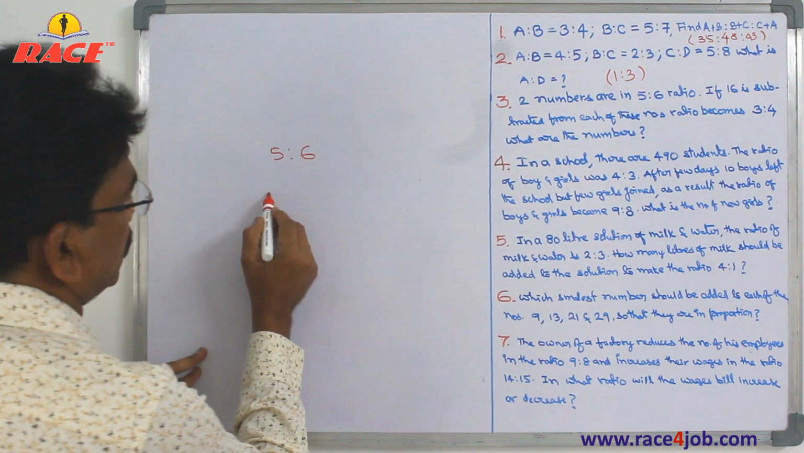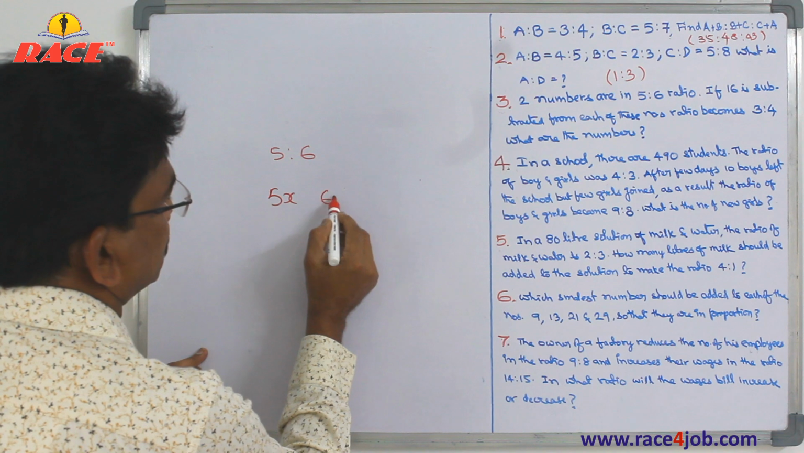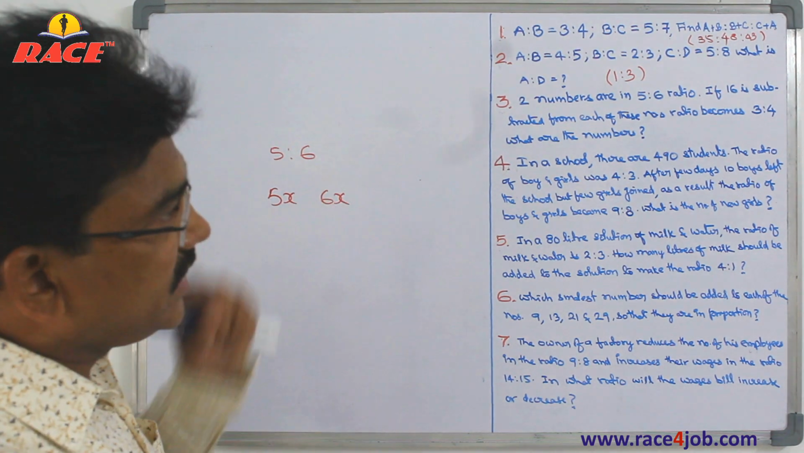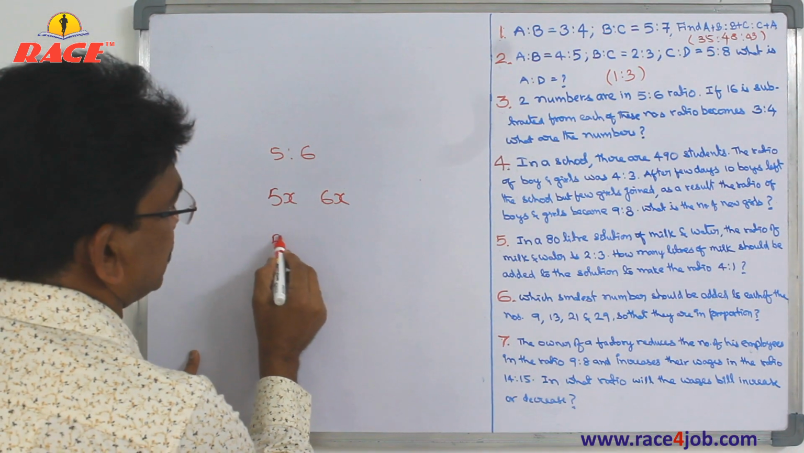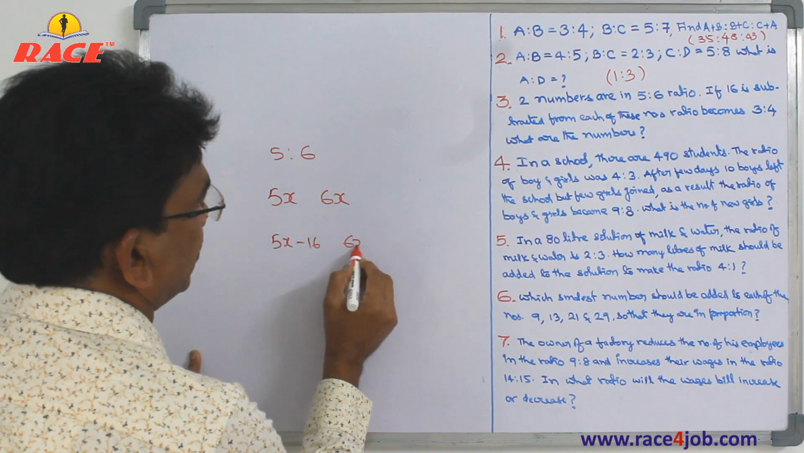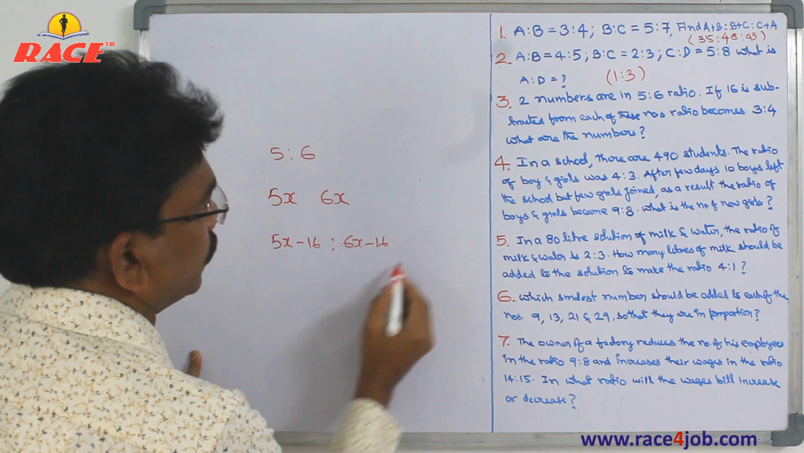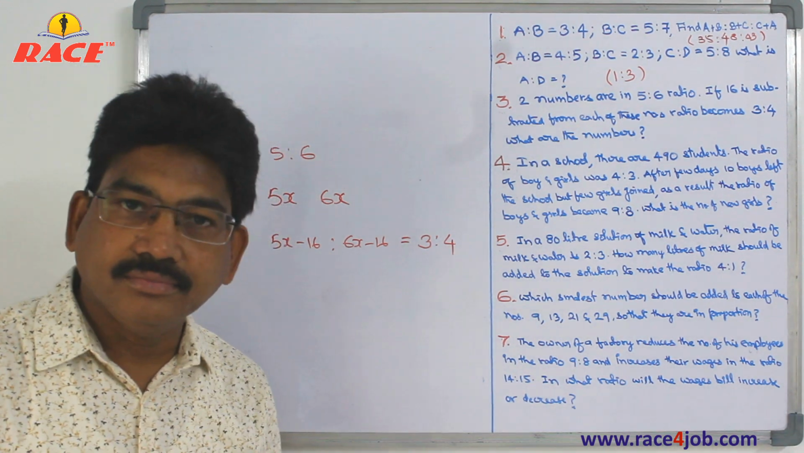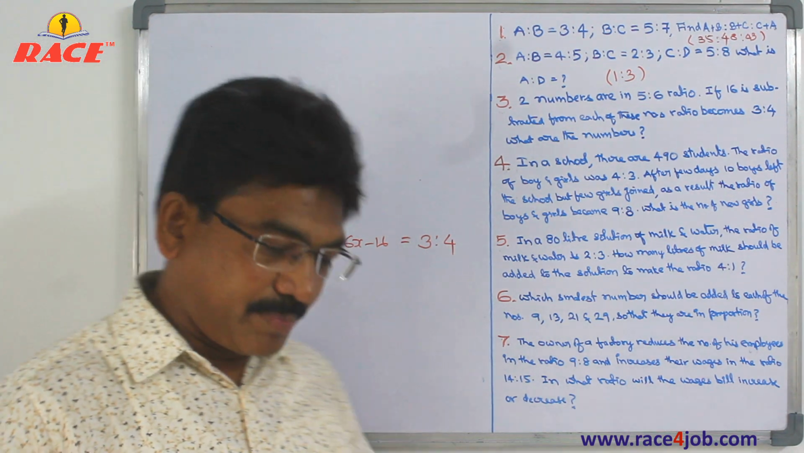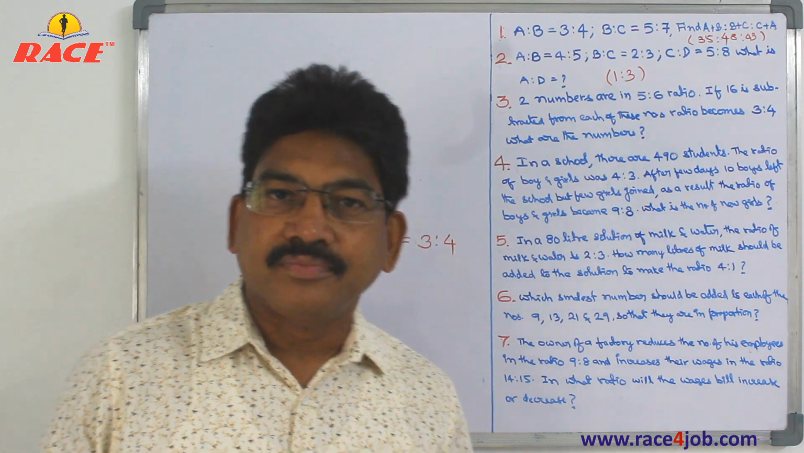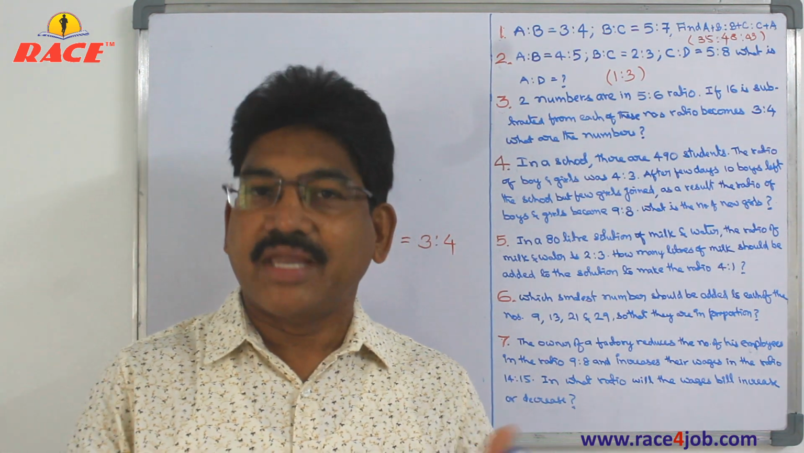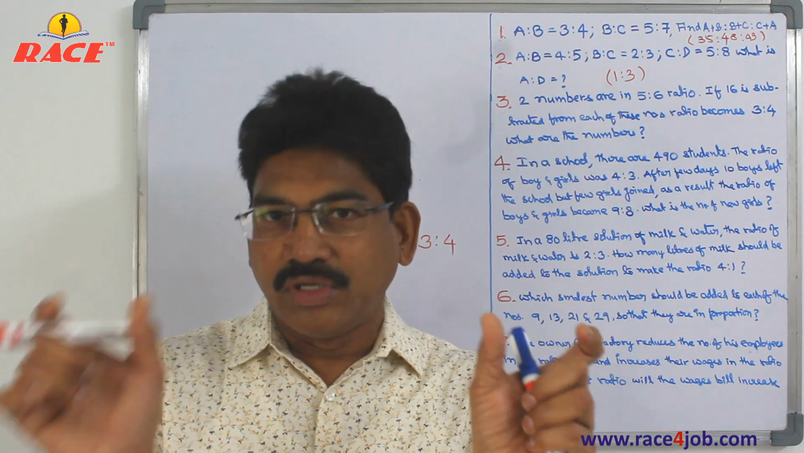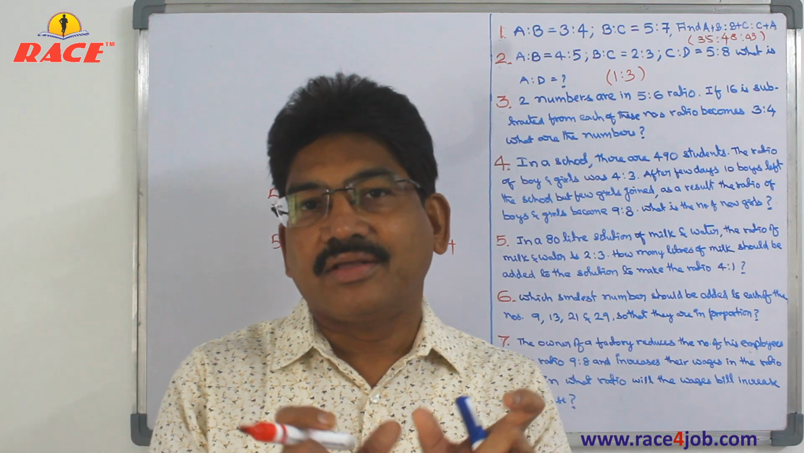Then how do we solve this? Say 5x is the first number and 6x is the second number. If 16 is subtracted from these numbers, that means 5x minus 16 and 6x minus 16. Then this ratio becomes 3:4. Here we make a proportion. What is a proportion? If two ratios are equal, they make a proportion. That means A is to B is equal to C is to D.